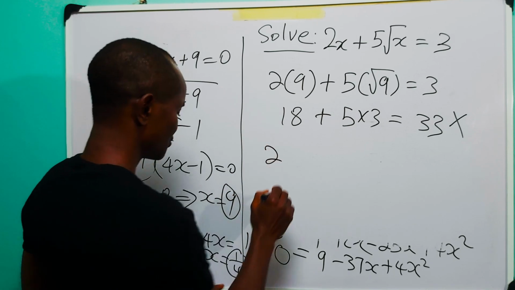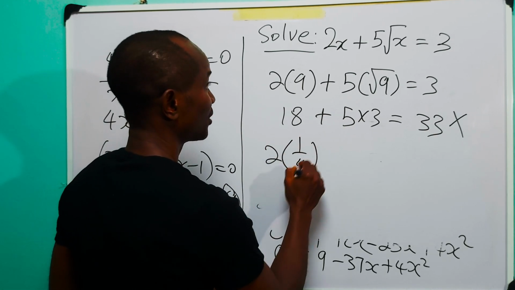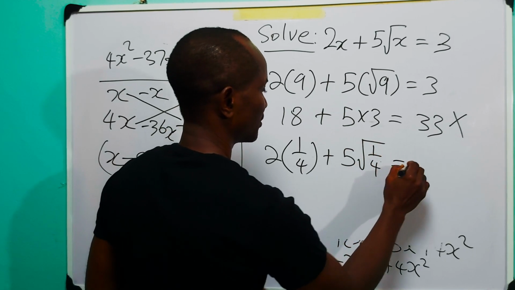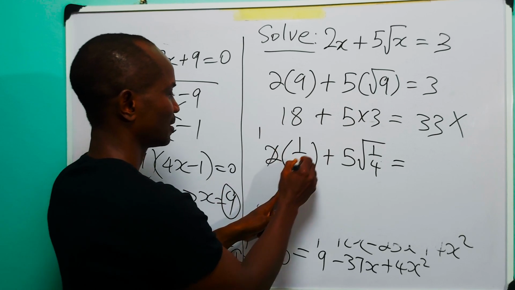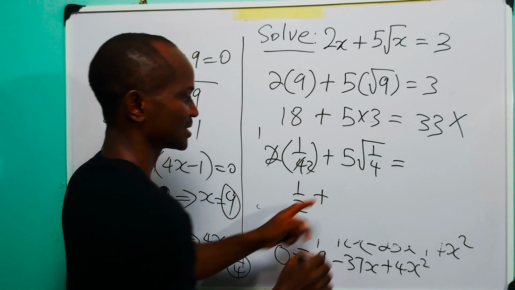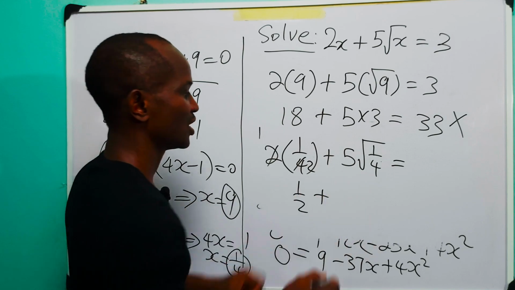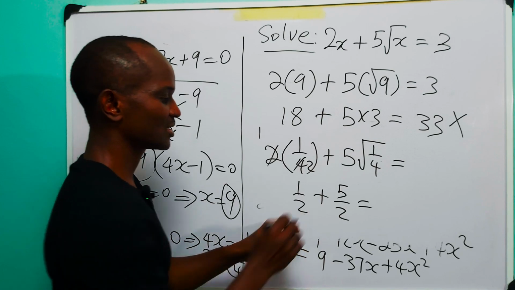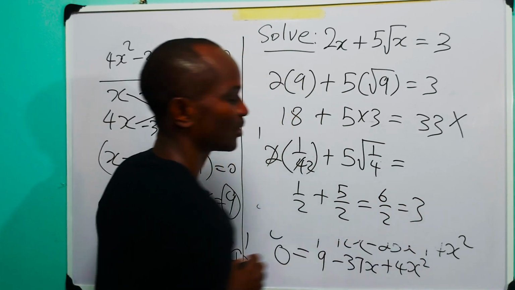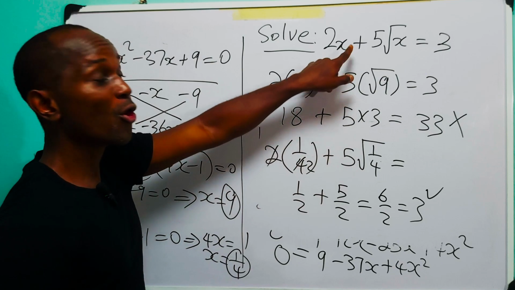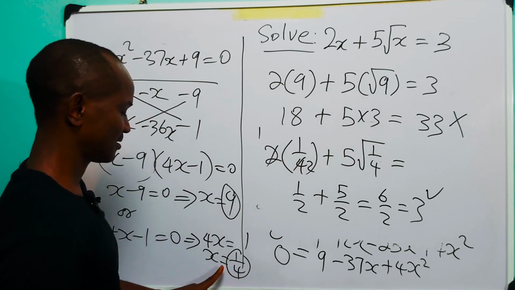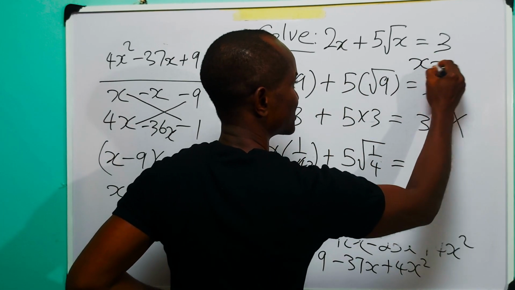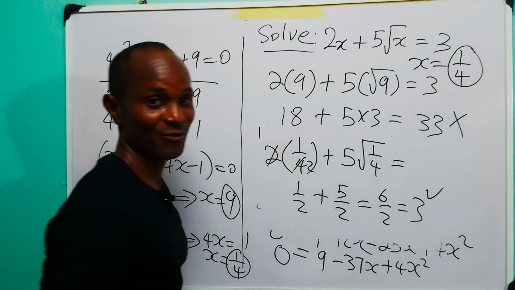In the second case, 2 times 1 over 4 plus 5 root 1 over 4. What does it give us? Now here we have 2 times 1 over 4, so we have half, plus 5 times the square root of 1 over 4, which is 1 over 2, so we have 5 over 2. Since they have the same denominator, this is equal to 6 over 2, which is equal to 3. So the only value of x that satisfies this equation is x equal to 1 over 4.